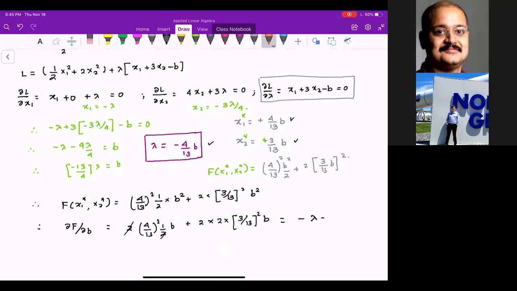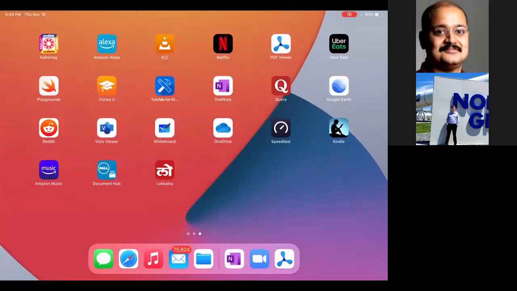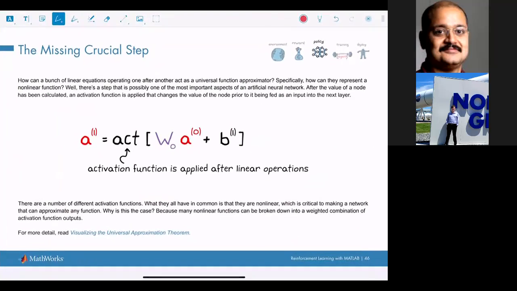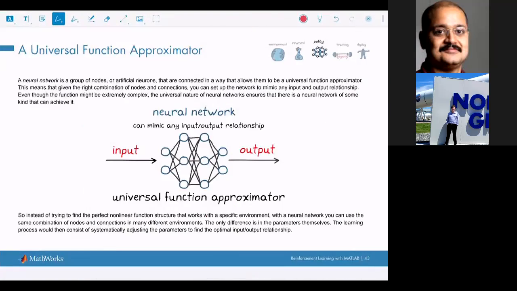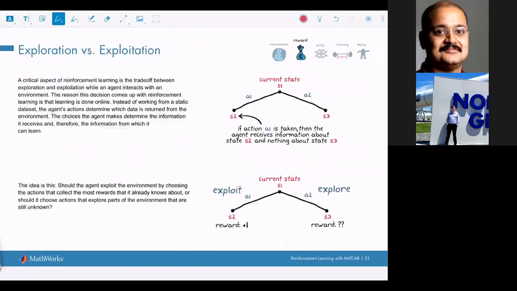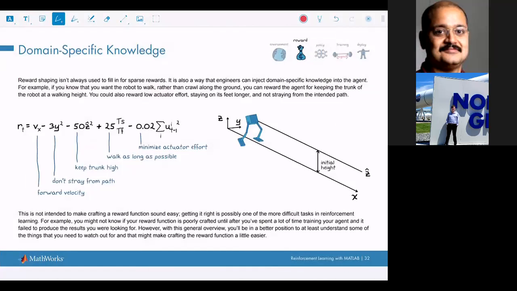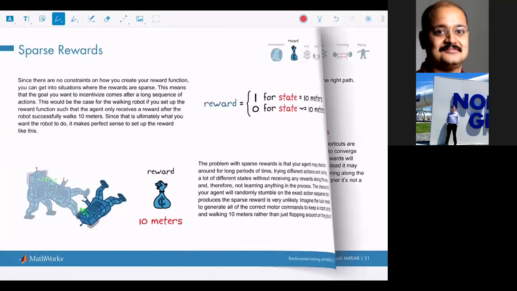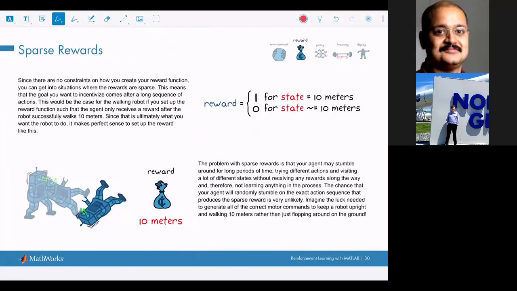Next part is I want to continue and finish the discussion that we started in last class on reinforcement learning. So everyone remembers what we are doing in reinforcement learning. We have to set up the environment, then we have to set up the reward, then we have to come up with some sort of policy, and then we have to do the training, and then we want to deploy.